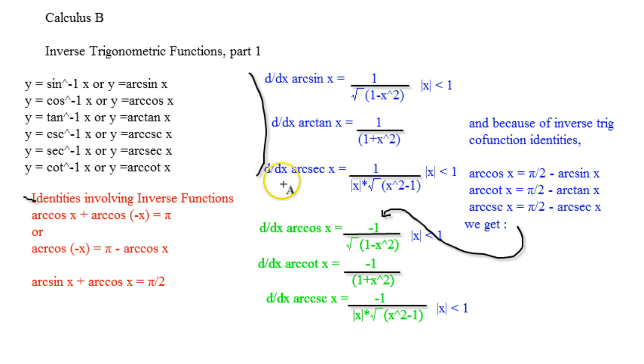Okay, and the derivative of arc secant of x is going to be 1 over the absolute value of x times the square root of x squared minus 1. Okay, and so that's all set up. And these are the first three defined.